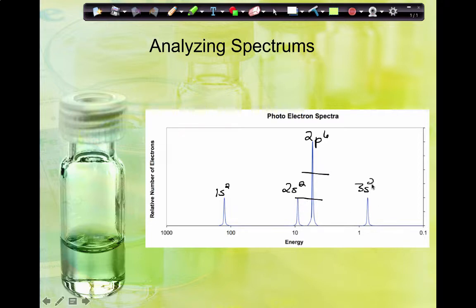Now the reason, normally when you read these, you can just assume, okay, so it's 1s, there should be 2 electrons there, because I know that one has to be full because I've got more peaks. The more important part is when you read the last peak.